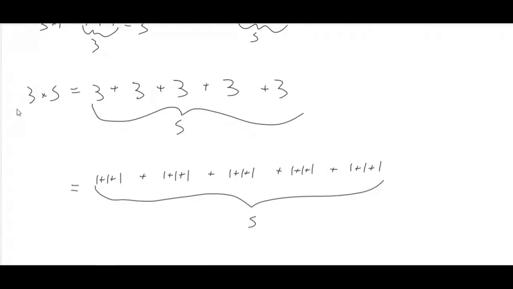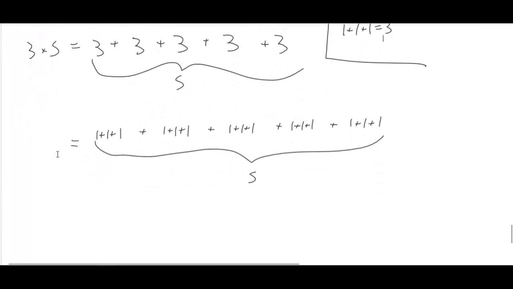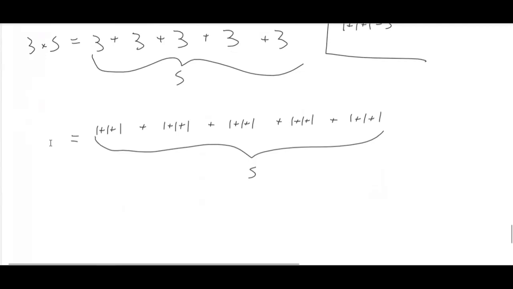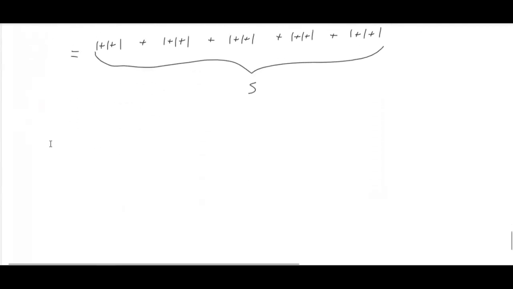5 of them. Remember, just as an aside, 1 plus 1 plus 1, that's just another symbol for 3. Okay, you can have the same thing represented using different symbols. So we have 5 of them. I'm just writing the same thing in a different way. Okay, and now we're going to reorder them.